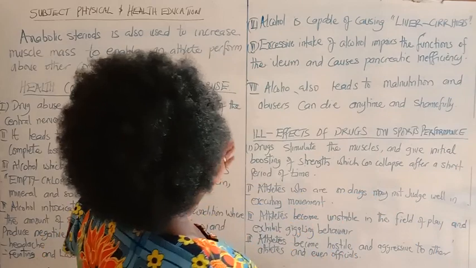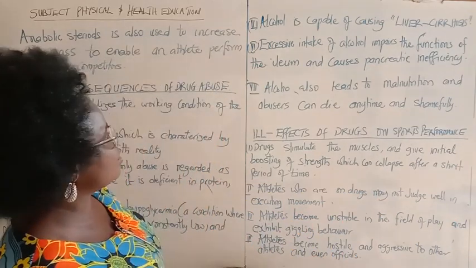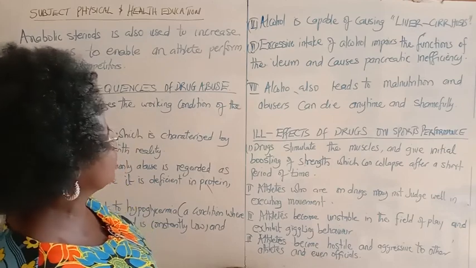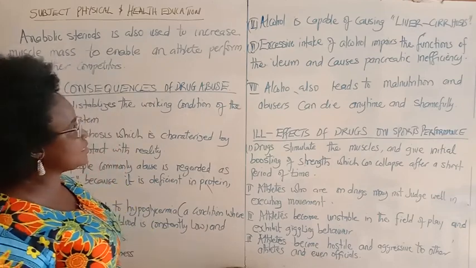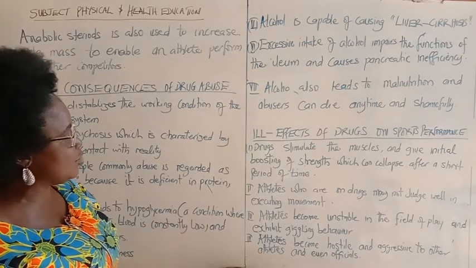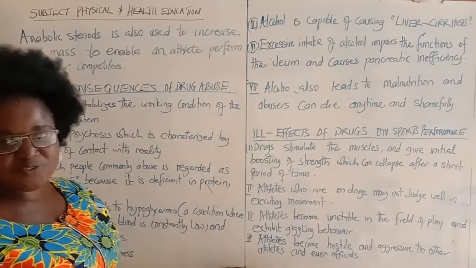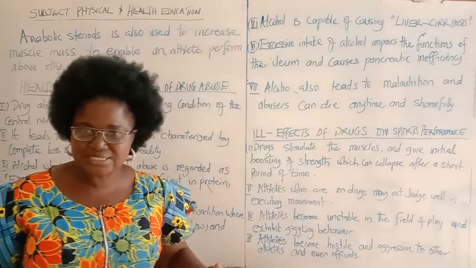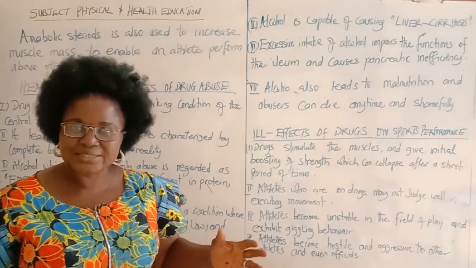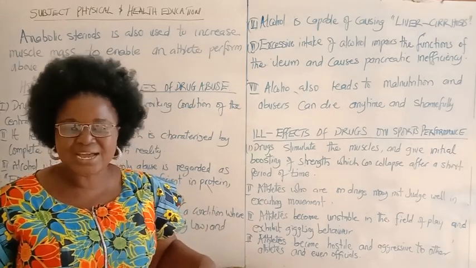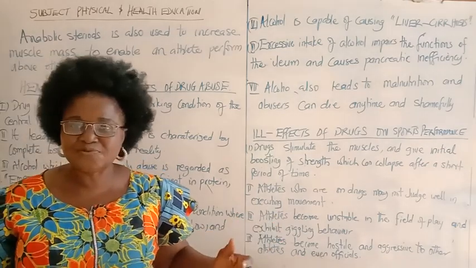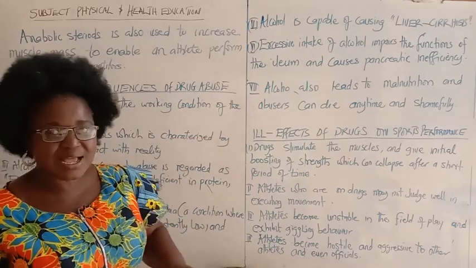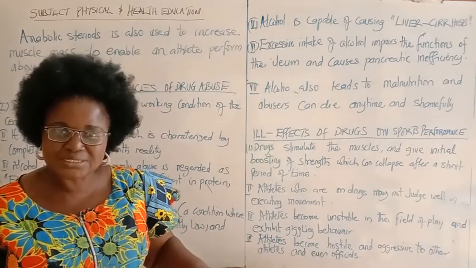Now the fifth one, alcohol is capable of causing a disease in the liver called liver cirrhosis. Sixth one, excessive intake of alcohol impairs the function of the ileum and causes pancreatic deficiency. Now the ileum is part of the small intestine. We all know that digestion ends in the small intestine, and that is where absorption of digested food material takes place.